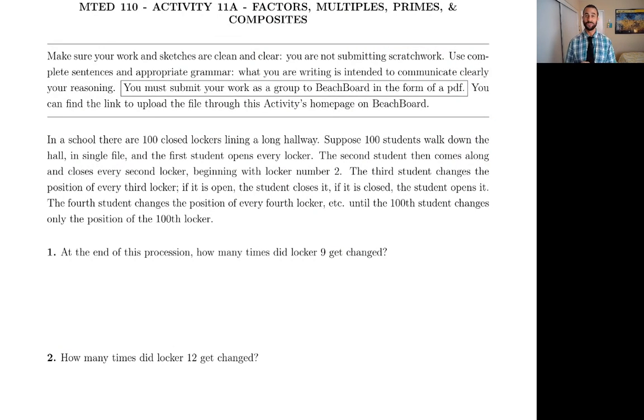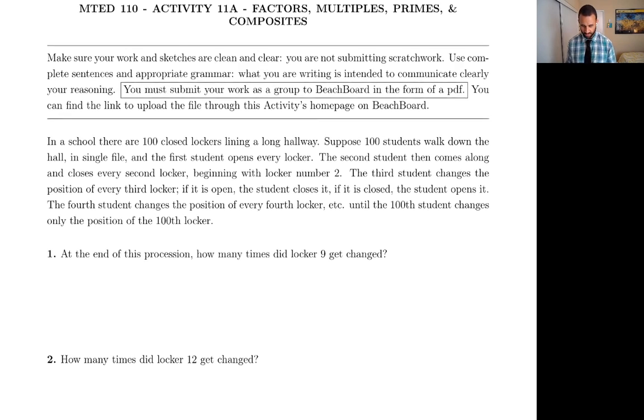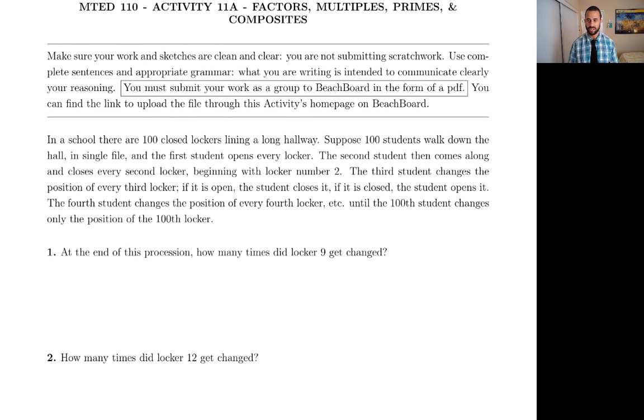Oh yeah, this is one of my favorite activities. Okay, so this is an involved activity. There's not a ton of work, but there's a lot of exploration you have to do. This is a great one to do with your group.